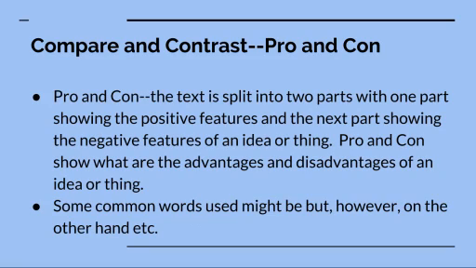Continuing with compare and contrast, you can use pro and con. In pro and con, the text is split into two parts, with one part showing the positive features and the next part showing the negative features of an idea or thing. Pro and con shows what are the advantages and the disadvantages of an idea or thing. Some common words used might be but, however, on the other hand, and others.